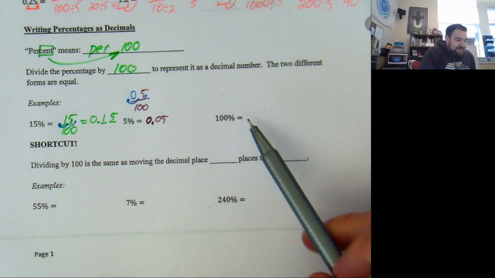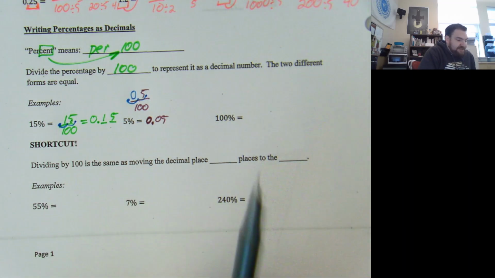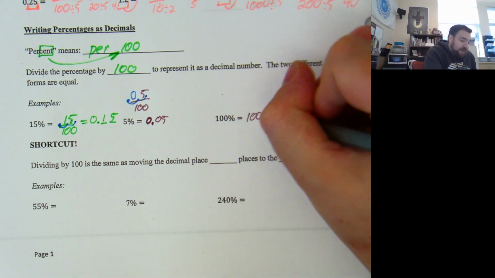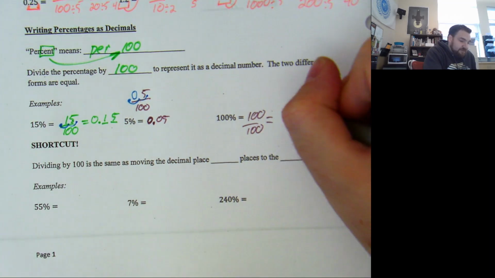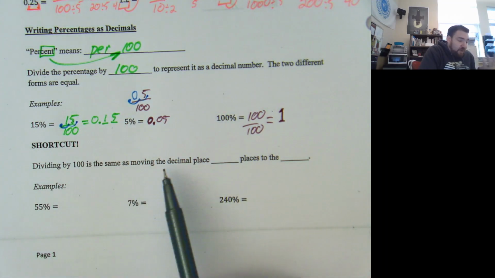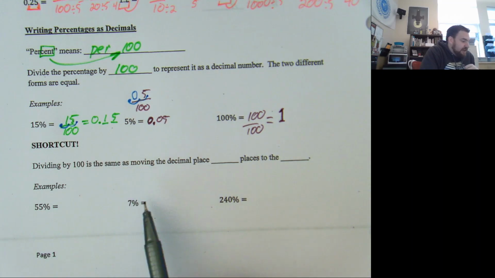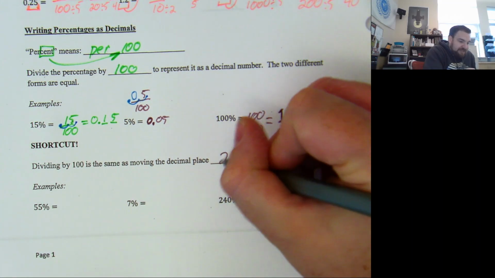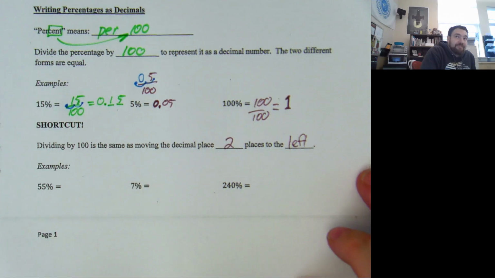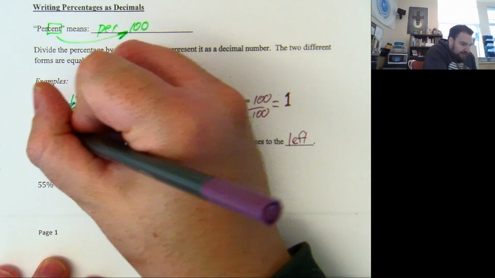And then the last one is this. 100% is, well, it's going to be 100 over 100, which is just 1. So 100% is 1 whole. You've got all of it, and a whole is just 1. The shortcut is down here, what we've already said. Dividing by 100 is the same as moving the decimal 2 places to the left. And it's not a shortcut, it's a technique.